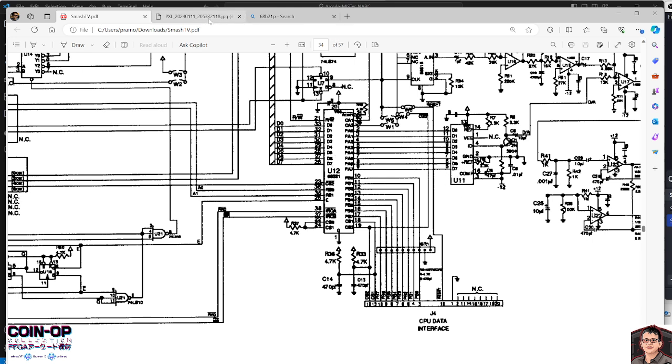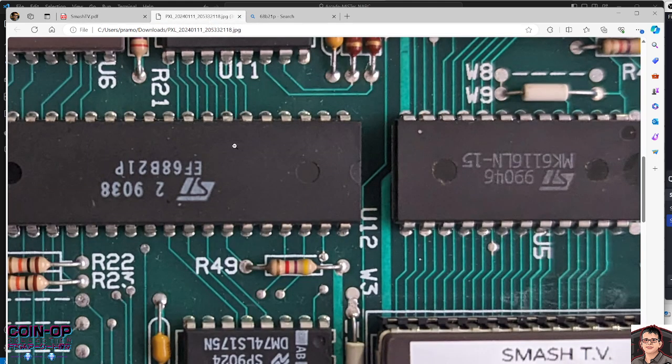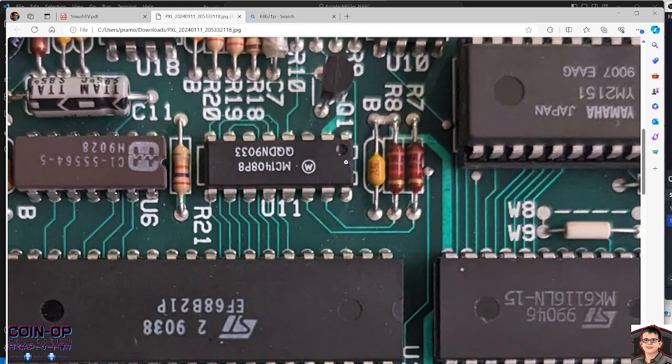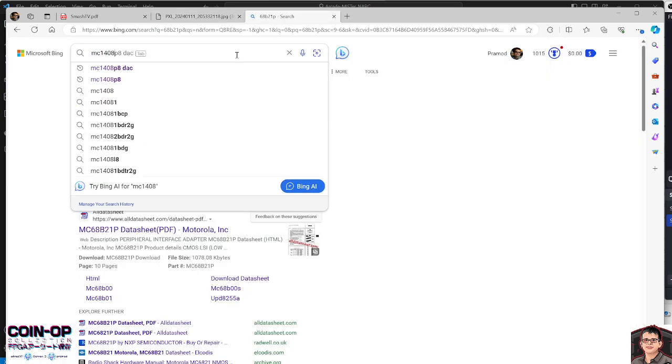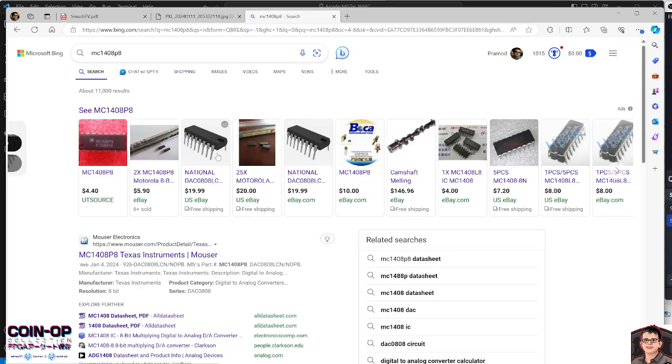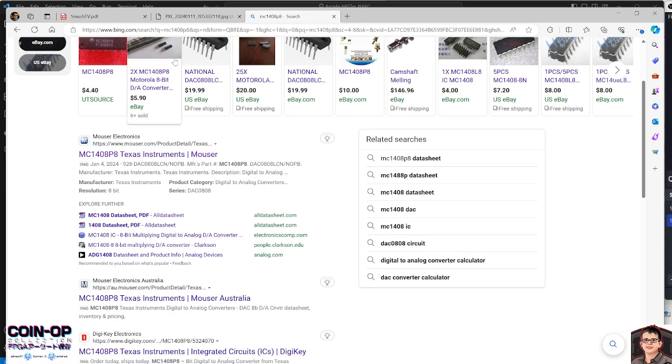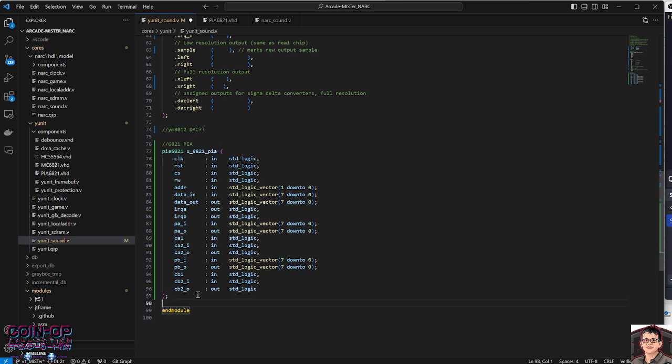So what is U11? U11 is, drumroll please, 1408P8. Let's see what that's about. I think it's a DAC. Yeah, it's a DAC. It's another DAC on the board. So let's make note of that. Connect to 1408 DAC. Okay.